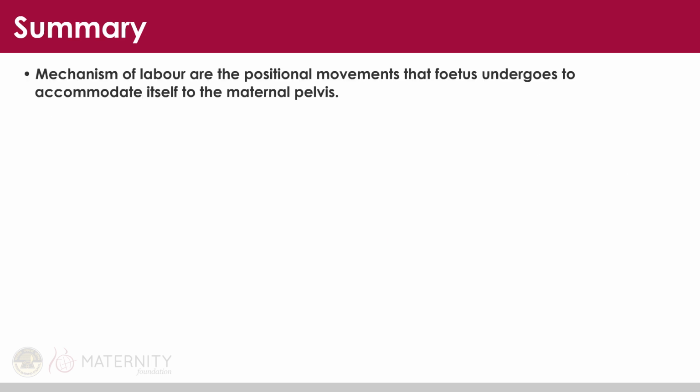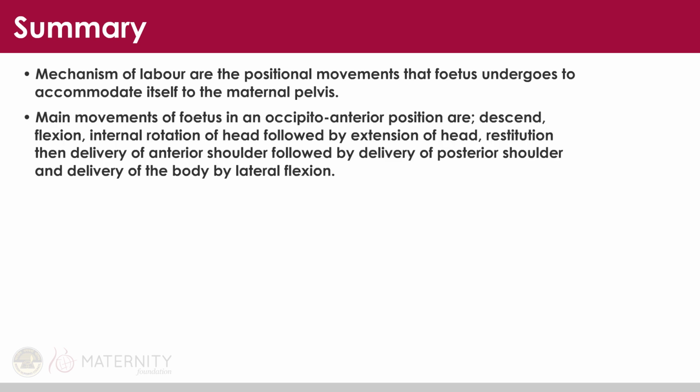Summary. Mechanism of labor refers to the positional movements that the fetus undergoes to accommodate itself to the maternal pelvis. Main movements of the fetus in an occipito-anterior position are descent, flexion, internal rotation of head followed by extension of head, restitution, then delivery of the anterior shoulder followed by delivery of the posterior shoulder, and delivery of the body by lateral flexion.